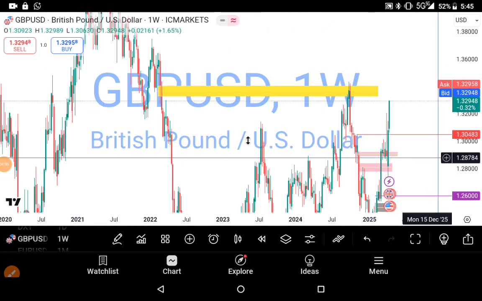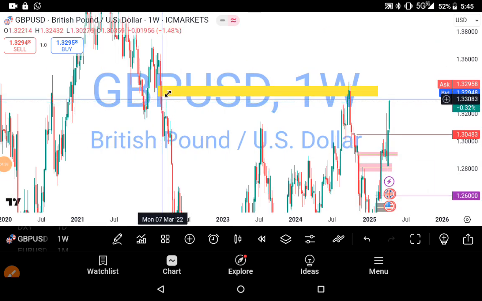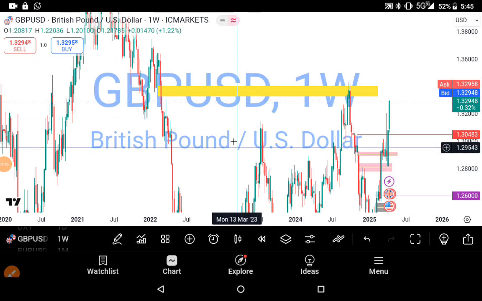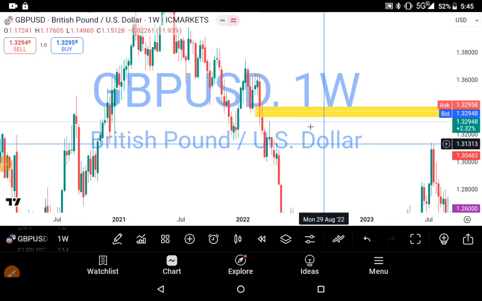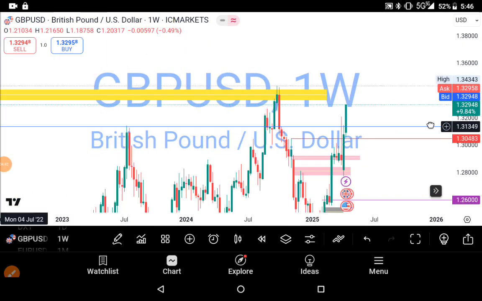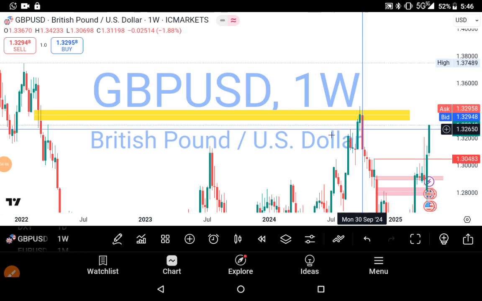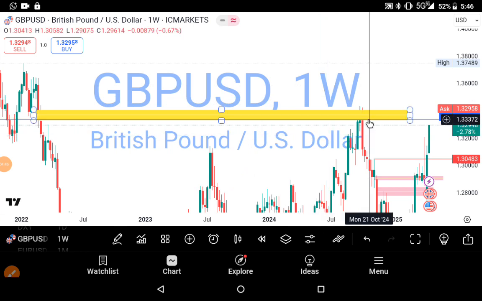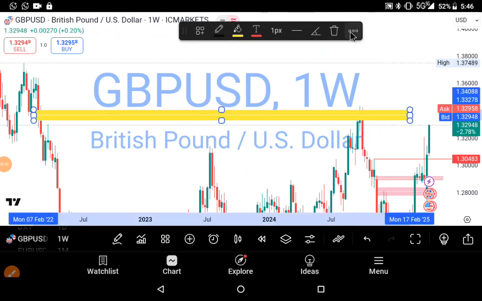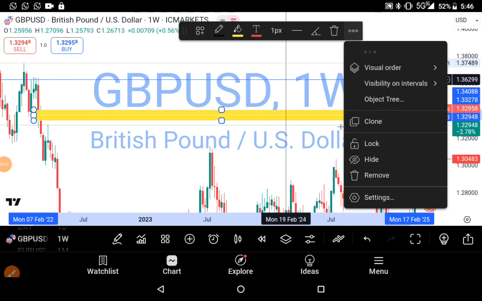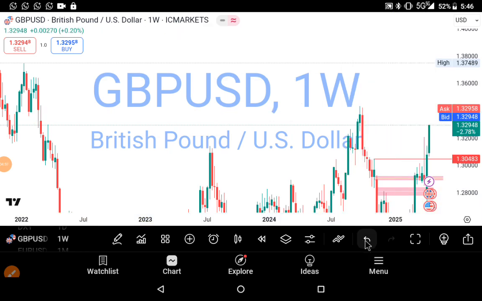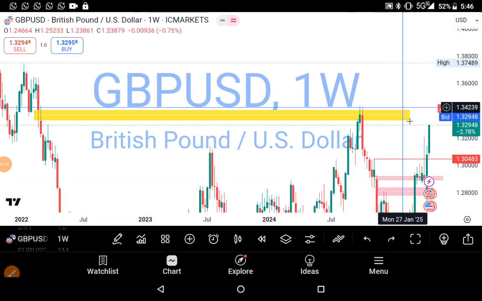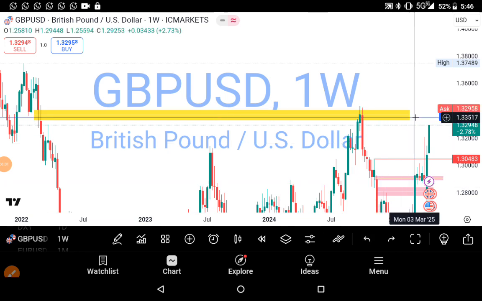You can see this was the level here. This is a volume imbalance. This was a volume imbalance here. So I'll be expecting the market price visiting at least the midpoint of the volume imbalance. No, go back. Let me extend it to the right.